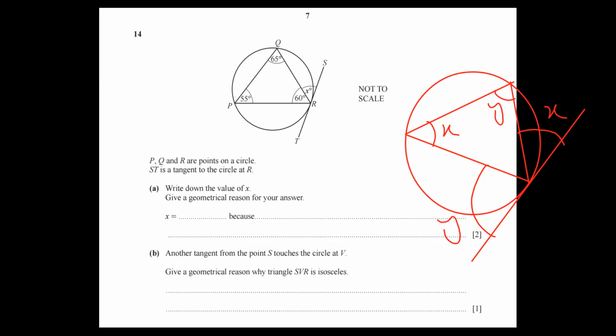If we try to match it, this x equals this one, so x equals 55. This angle is directly equal to that, so x is directly equal to 55. And what is the reason? The alternate segment theorem. Okay, this is the statement for it: alternate segment theorem.